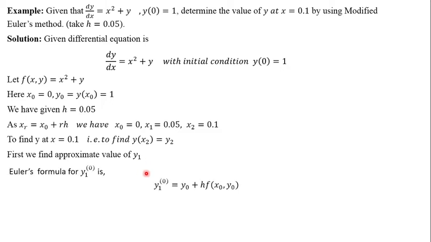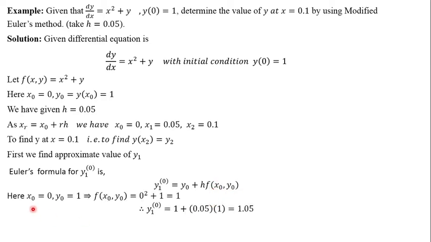To obtain the zeroth approximation, Euler's formula gives the zeroth approximation of y1 as y naught plus h f at x naught, y naught. Now here we have to compute f at x naught, y naught. x naught is 0, y naught is 1. This is your f of x, y, so replace x by x naught, y by y naught. You will get 0 square plus 1, which is equal to 1. Therefore the zeroth approximation of y1 is y naught, which is 1, plus h, which is 0.05, into f at x naught, y naught, that is equal to 1.